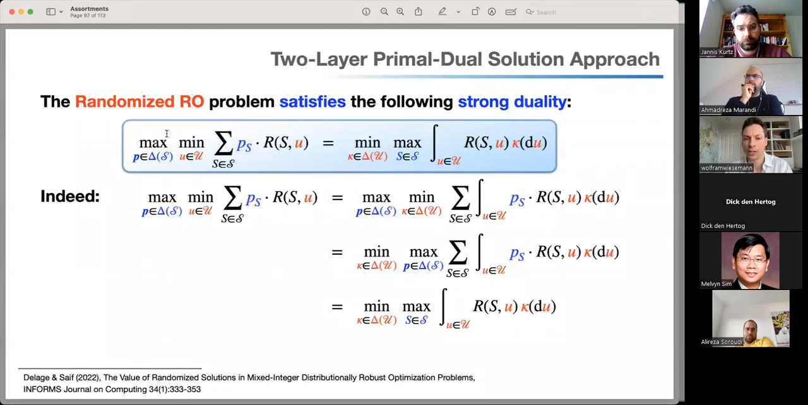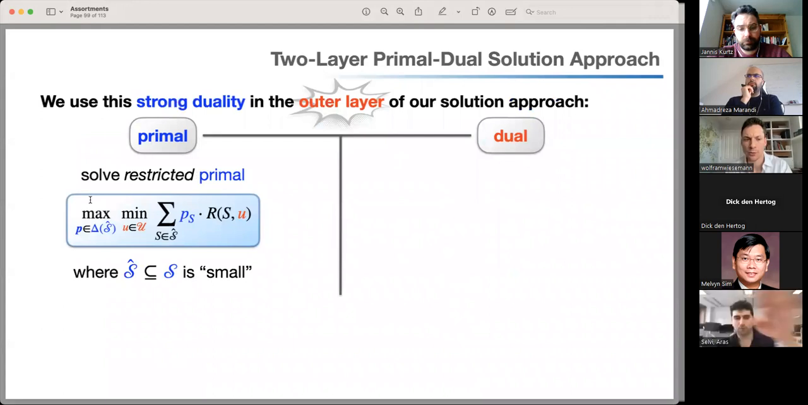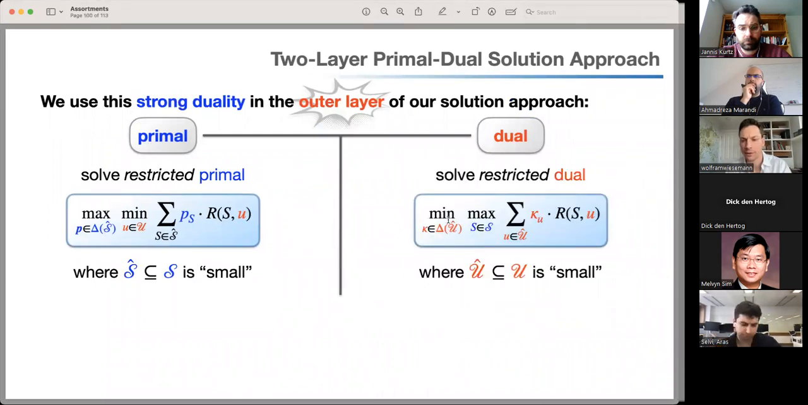Okay, so unfortunately, both the primal and the dual problem are challenging to solve. But what we can do is solve restrictions of the primal problem where we only look at a few assortments, and restrictions of the dual problem where we only look at a few uncertain parameter realizations. Each restriction of the primal problem gives us a lower bound on the optimal value, and each restriction of the dual problem gives us an upper bound on the optimal value. And we keep refining those restrictions until they converge to the same value.